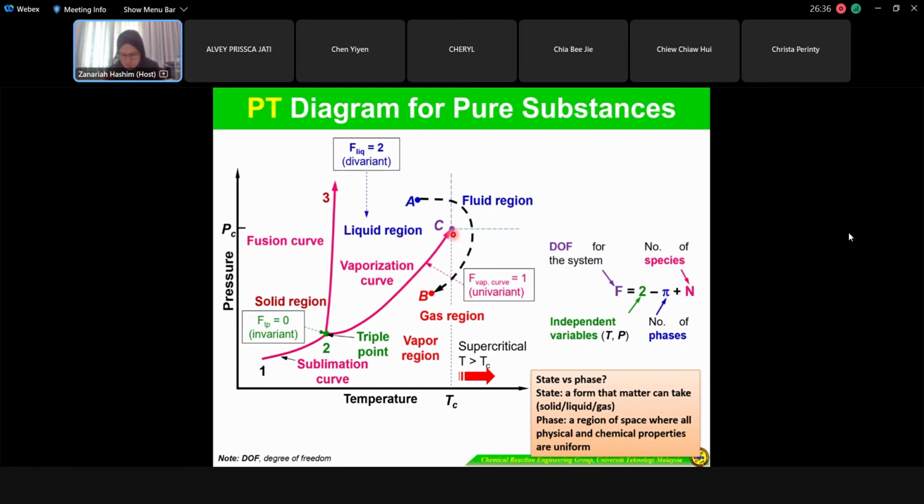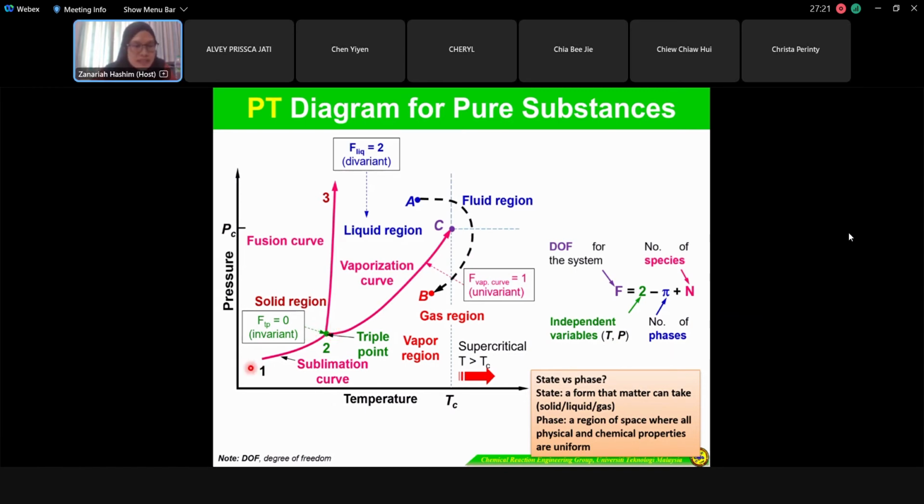And then you have another point here, this green point in the middle where the three lines meet. This point is called the triple point. The triple point is where you can find all three phases coexist, meaning that at the triple point, you will have the solid phase, the liquid phase, and the vapor phase all coexisting together.